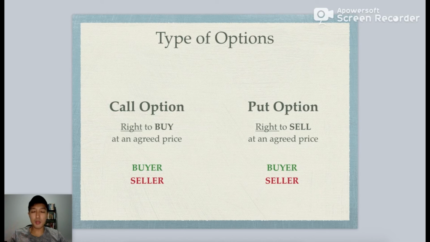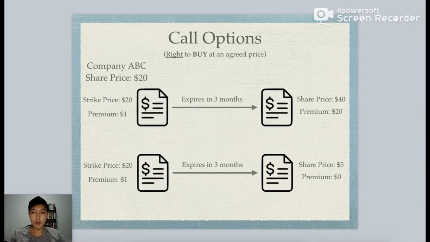Okay, so let's put the numbers in a different perspective for the buyer and the seller to actually work this out together. Do you still recall we had this example earlier, company ABC on this call option, where you have the right to buy? Let's just run through. On the first scenario, where the share price went up from $20 to $40, what is the difference when the buyer and seller come into the picture?